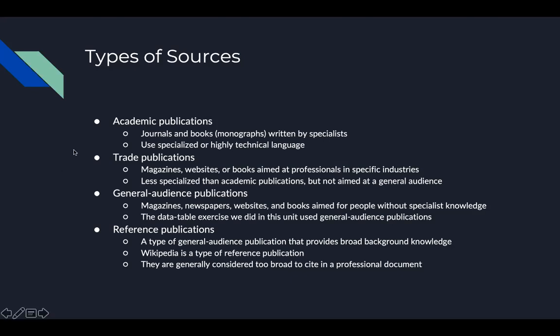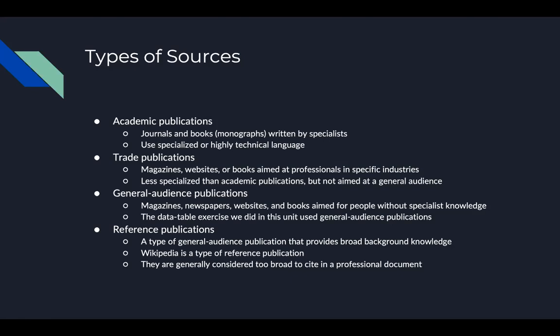And then there's reference publications. This is a general audience publication that provides broad background knowledge. Wikipedia is a type of reference publication. I know that Wikipedia in particular gets a bad rap for not entirely unfounded reasons. I certainly don't have anything against it in general. But for this type of report, the knowledge in it is generally too broad.